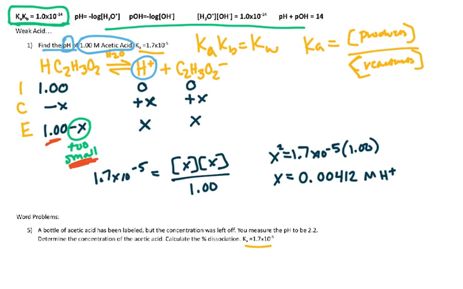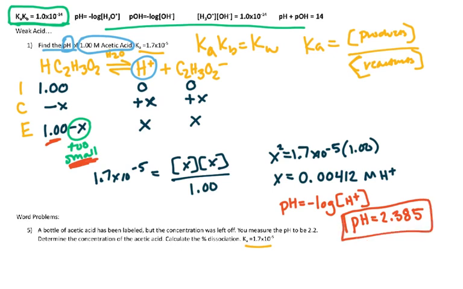Okay, this isn't, however, our final answer. Our final answer is going to be pH. So my pH equation is the negative log of my hydronium ion. So I'm going to plug that into the calculator, and I get a pH equal to 2.385. So that's my pH of the acetic acid.